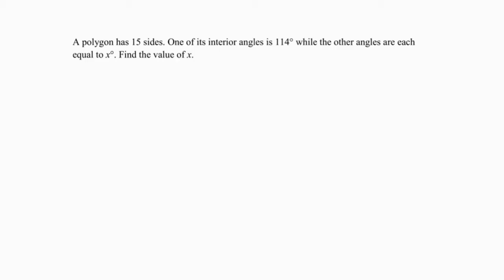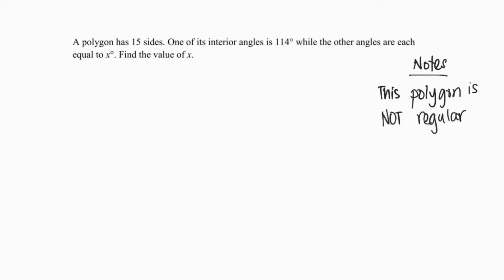Hello everyone, welcome to this math problem where we are given a polygon. So the question never tells me this is a regular polygon. So this is something that is of great importance. At the side, in my mind, I already know that this polygon is not regular. That means not all the angles and the sides are equal.